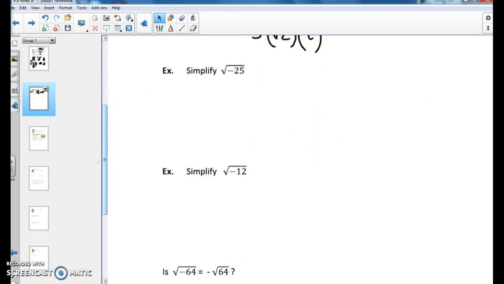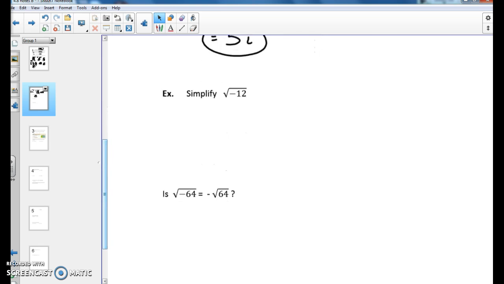Let's do the next one, square root of negative 25. Well, first thing we want to do, let's take that negative, pull it away. Let's separate that negative 1 out. Square root of 25, that becomes just 5. And then square root of negative 1, once again, there's that i. So this is kind of a simpler one. It becomes simply 5 times i.